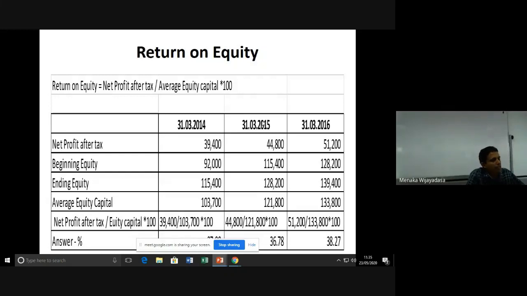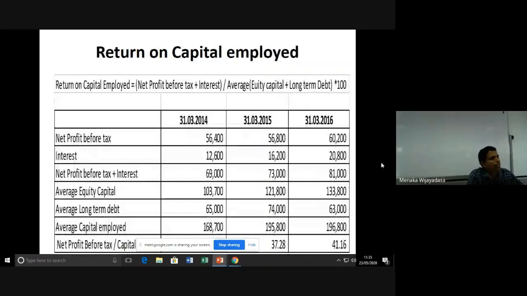That is return on equity. The important point on return on equity is that we took the average figure for equity capital, since the two items are from two different statements. That is very important. The next ratio under profitability is return on capital employed. This is also a very important ratio. Here we take the total capital.